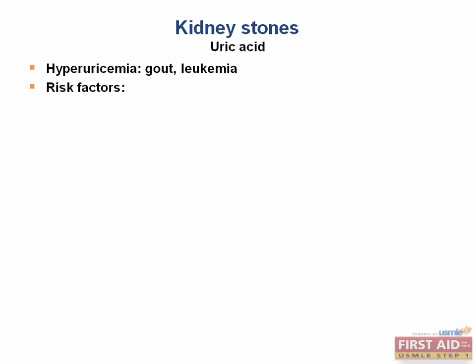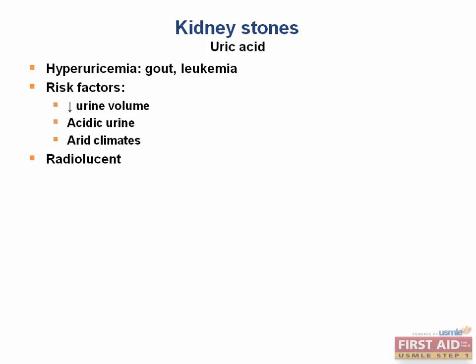Risk factors include anything that will decrease urine volume and make the urine more acidic, such as an arid climate. These stones are special because they are radiolucent, meaning that they cannot be seen on an X-ray. However, they can still be seen with ultrasound and CT. On microscopy, these stones look rhomboid in appearance. We treat these by alkalinizing the urine.